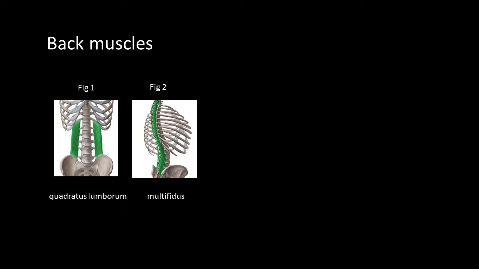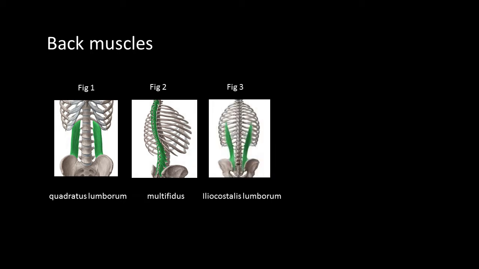Figure 2, the multifidus muscle spans the whole length of the vertebral column. Again, it's a paired muscle, but is most developed in the lumbar area. The multifidus muscle is one of the local core stabilizers, playing an important role in the static and dynamic spinal stability. Weakness in the multifidus is associated with low back pain.